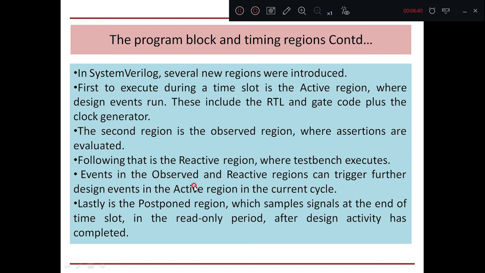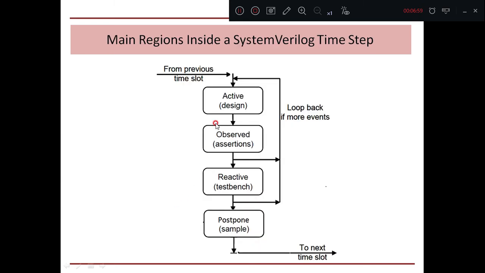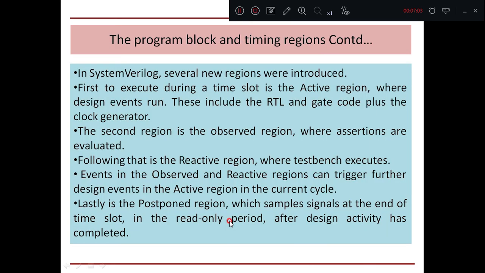Events in the observed and the reactive regions can trigger further design events in the active region in the current cycle. Lastly, the postponed region samples the signal at the end of the time slot, in the read-only period after the design activity has completed. So you have to remember these are the different regions in the SystemVerilog time step.